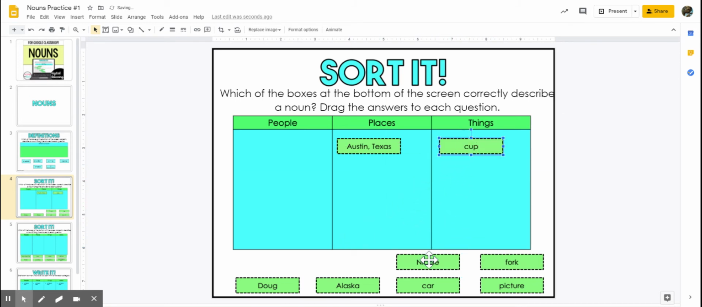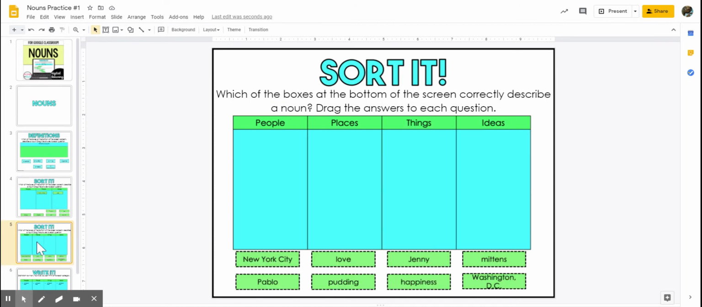I want you to do that for all of the boxes down below. We have Nicole, fork, Doug, Alaska, car, and picture. You're going to sort those based on if you think they are people, places, or things. We have another sorting category, but this time we're sorting people, places, things, and ideas.